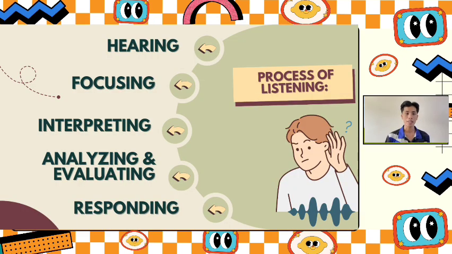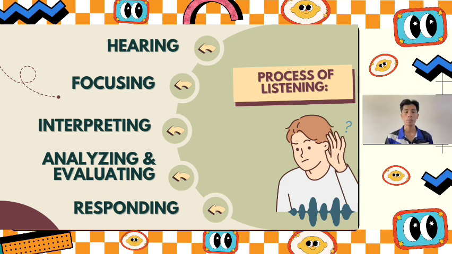And now, let's talk about the process of listening. So the first one is hearing. Hearing is a purely physiological aspect of listening. It is the passive reception of sound waves by our ears. It doesn't involve understanding or interpreting the meaning. It's simply the detection of auditory stimuli or sounds. So think of it as the raw input data.